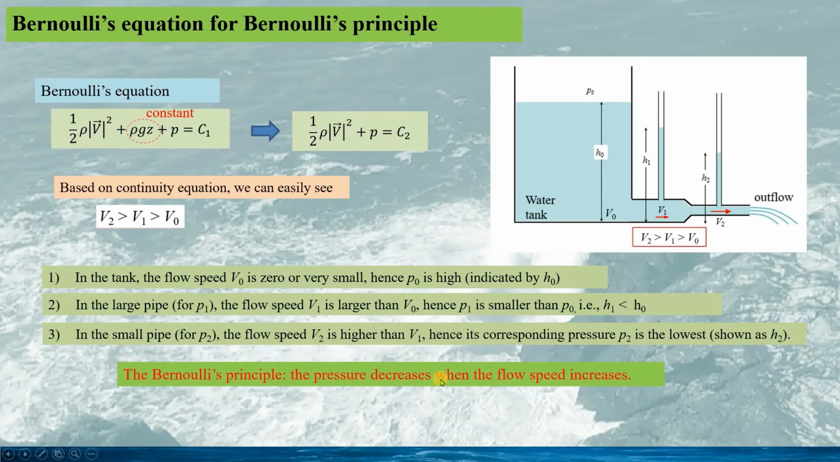This is in accordance with the Bernoulli principle. The pressure decreases when the fluid speed increases, and this can be seen from this equation. When the velocity is increased, the pressure P must decrease, so as to keep the sum together as a constant.